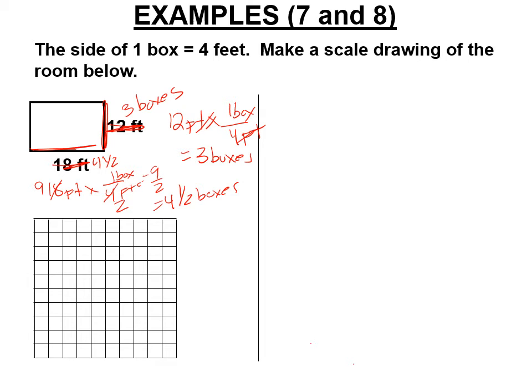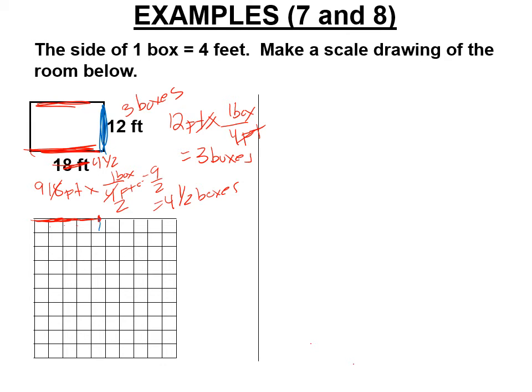Now we can do it anywhere in the grid. I'm always going to do it in the top left corner. So I need to go 3 boxes over, no, not 3 boxes over. I need to go 4.5 boxes over, right? Because, let me use colors, the bottom and top here are 4.5. So 1, 2, 3, 4, and halfway. So right about there. And then this side is 3 boxes.